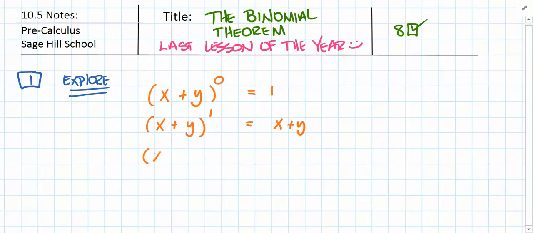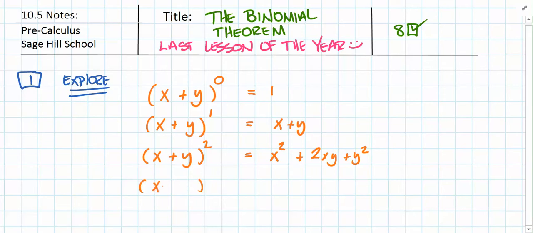All right, this is another binomial, x plus y. I'm going to raise it to the power of 2. What would I get? X squared plus 2xy plus y squared. That's true. Okay, we'll do one more.